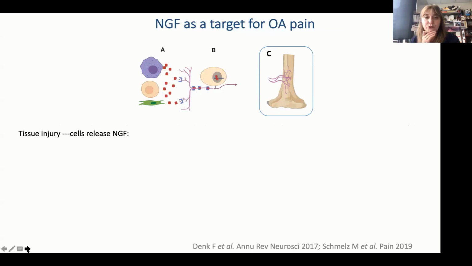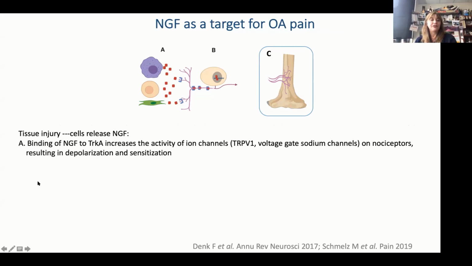So let's have a little focus on nerve growth factor as a target for osteoarthritis pain. It's a very interesting molecule. Whenever there is tissue injury, cells will release nerve growth factor and it will bind its receptor on nociceptors. So what happens next is that the binding of NGF to TrkA increases the activity of a wide range of ion channels, such as voltage-gated sodium channels on the peripheral nerves, and that results in an immediate depolarization and a sensitization.